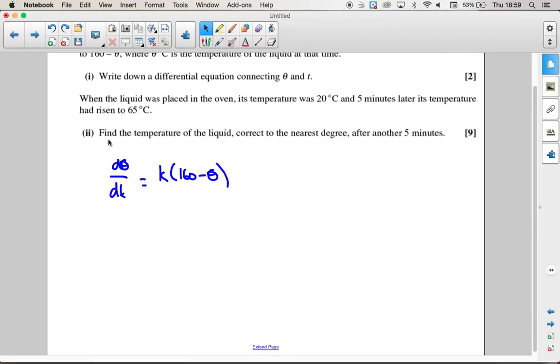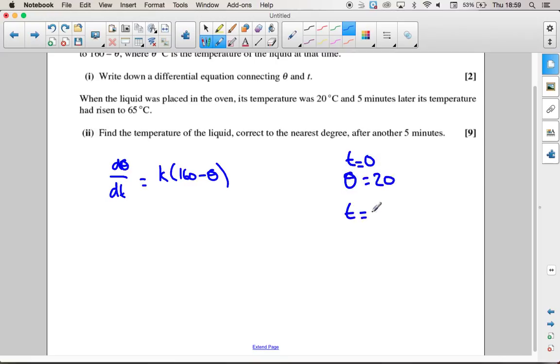We're then told a few bits of information. We're told that when the liquid is placed in the oven, so straight away, that's when t equals 0, the temperature, theta, was 20. And 5 minutes later, so in other words when t is 5, the temperature's gone up to 65. We know what they're going to ask us to do.